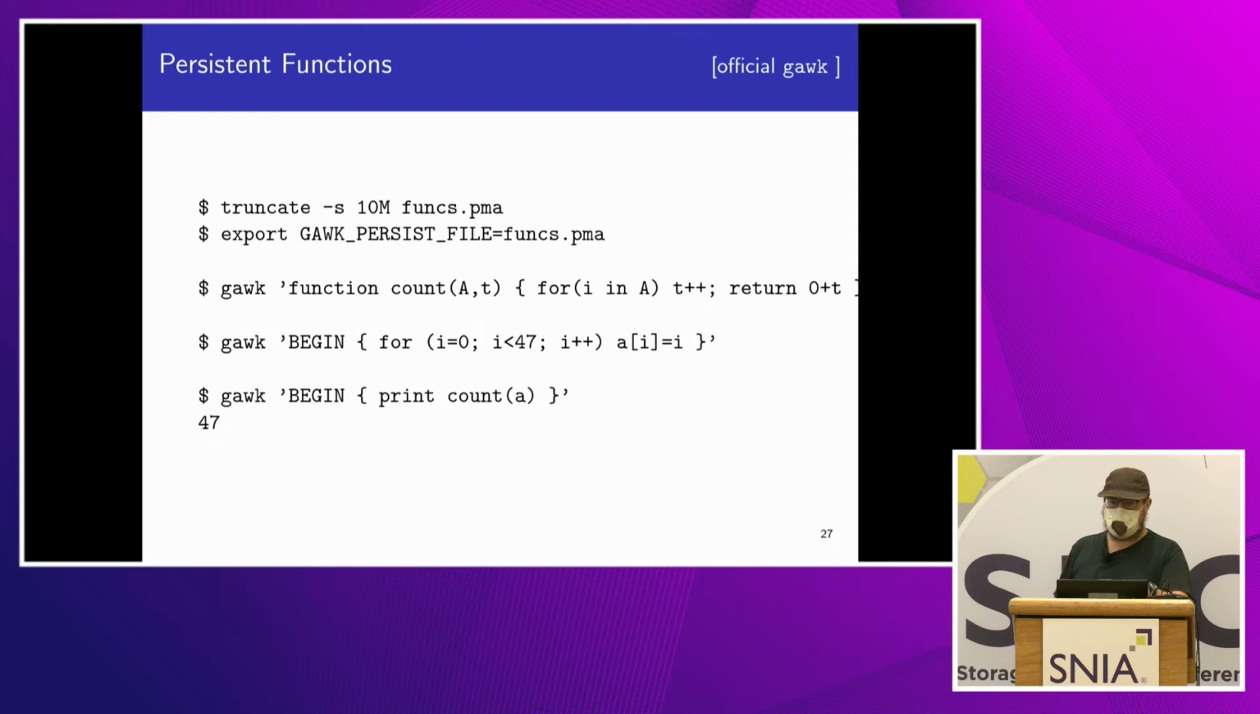We define the function, fill an array, and pass the array to the function in three different awk scripts that communicate via the persistent heap. The second invocation of awk creates an array and fills 47 entries of it. The third invocation of gawk passes the array we created in the second invocation to the function that we defined in the first invocation, and we get the expected result. Okay? You can bundle functions and data in a heap file, sort of like a very coarse-grained analog of object-oriented programming. And we're just starting to explore the kinds of new idioms that persistence can give us.